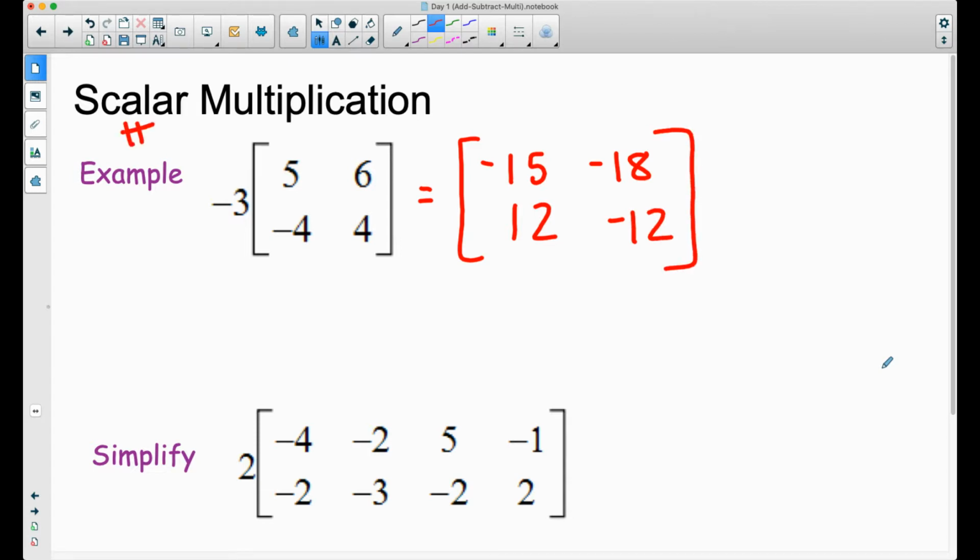Scalar is basically just a number, okay? Scalar meaning number. We're just multiplying a matrix by a number.